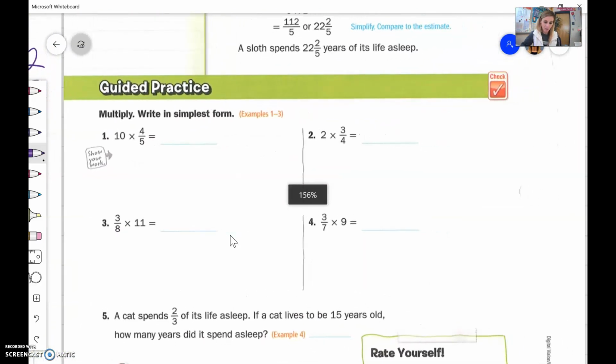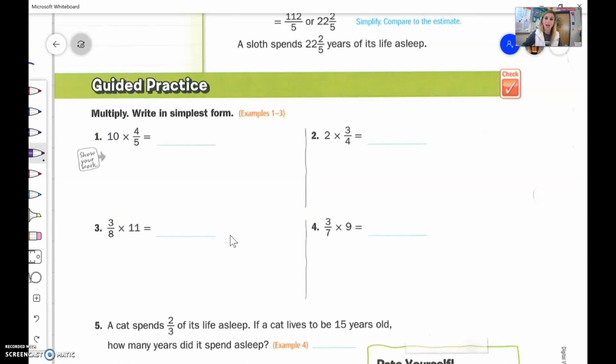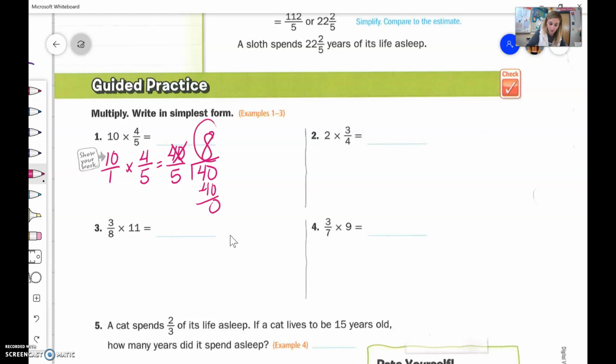All right, we're taking a whole number and multiplying by a fraction. So starting over here, we have 10 over 1 times 4/5. We're going to multiply across. I get 10 times 4, which is 40, and 5 times 1, which is 5. When I divide, because I have an improper fraction, that gives me 8, because this would be 0. So my answer is 8.